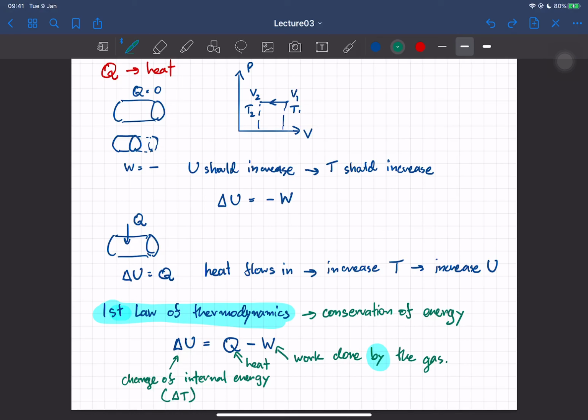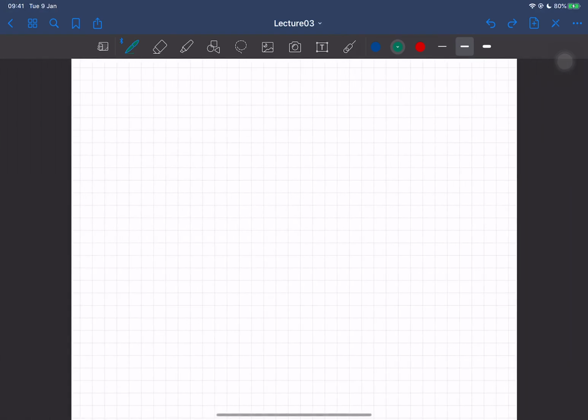Okay, so by looking at different processes, we have a few minutes left. Maybe I'll just do a preview of what we're going to talk about next time. We're going to talk about how different processes are going to have different values for Q, W, delta U, all that stuff.